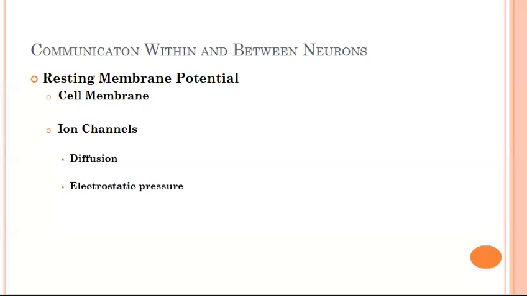Due to this difference in concentration of charge, two forces act to maintain a steady state when the cell is at rest. Diffusion and electrostatic pressure is what this is referred to as. Diffusion is the force on molecules to move from areas of high concentration to areas of low concentration. And electrostatic pressure is the repulsive force between similarly charged ions and the attractive force between oppositely charged ions. Remember the saying, opposites attract.